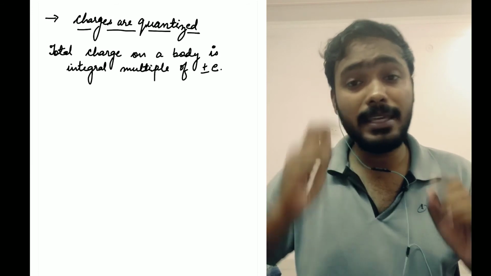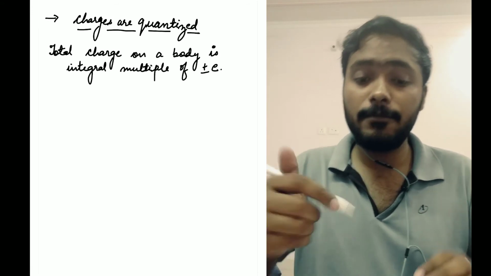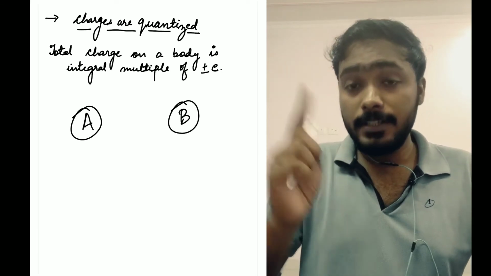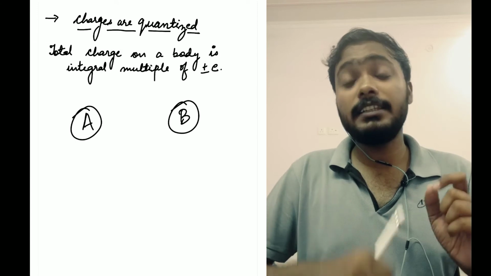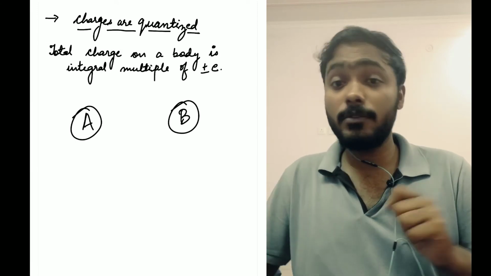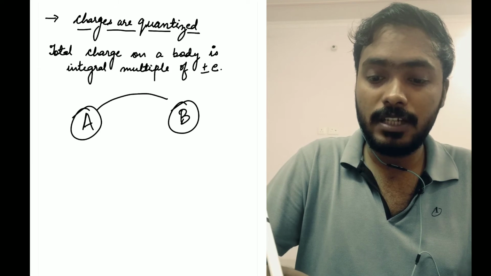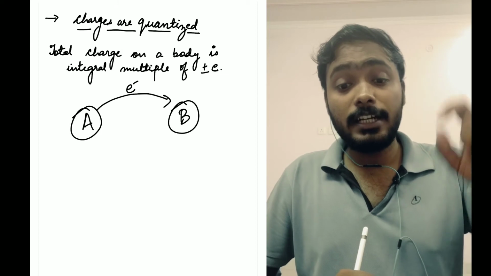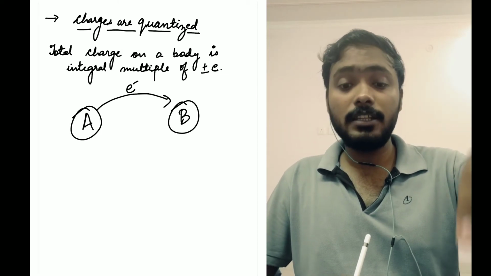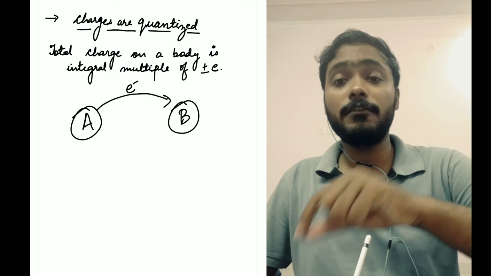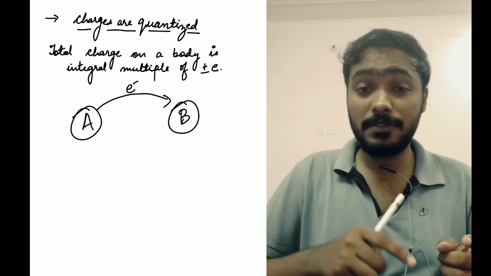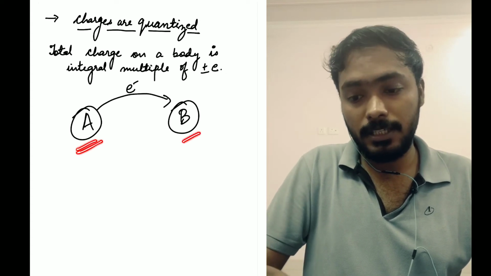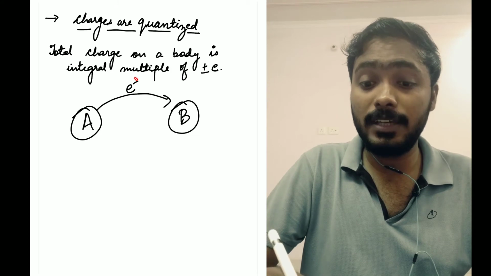Now what does that mean? It means that if we have body A and body B, the first thing we have to keep in mind is that the transfer of charge is in the form of electrons. That is the first thing we have to understand. According to this property, the total charge on a body is an integral multiple of plus or minus e. So if you want to transfer charges from body A to body B, this will only happen in the form of electrons.